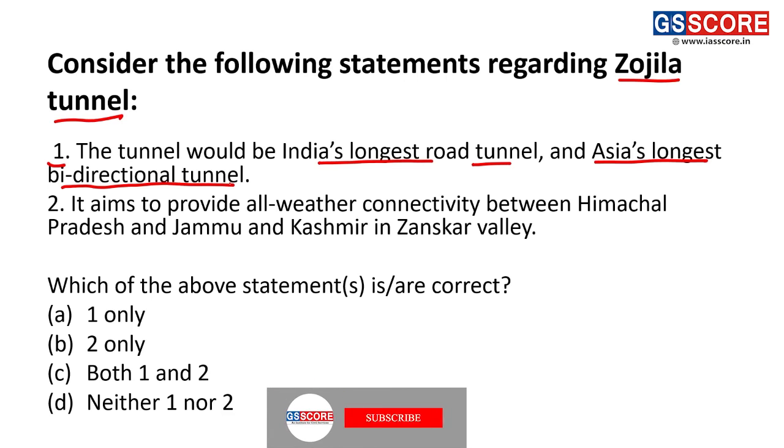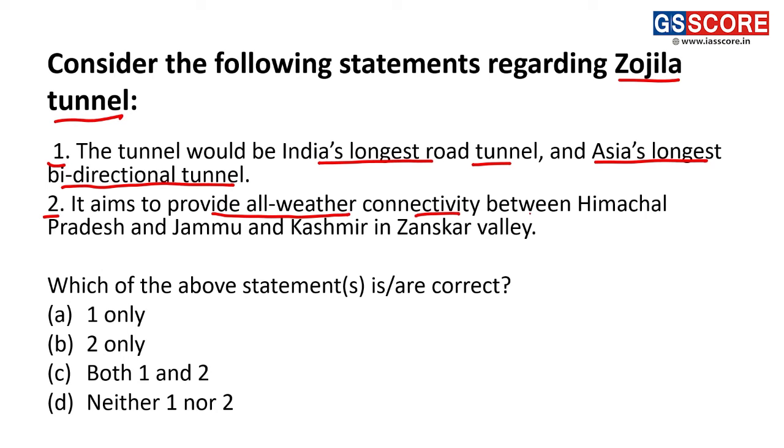So this answer here we can see is one of the correct answers. Now statement 2: it aims to provide all-weather connectivity between Himachal Pradesh and Jammu and Kashmir in Zaskar Valley. Basically, this Zojila tunnel is present near a pass which is called Zojila Pass, and this Zojila Pass is present in the Greater Himalaya.